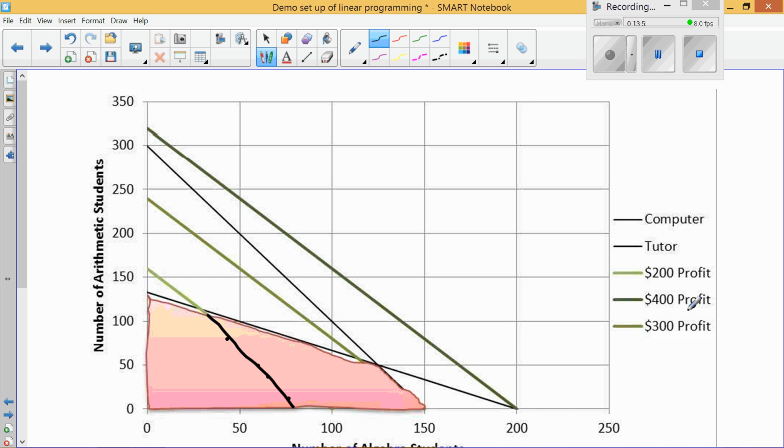And then I've thrown in a third one, a $300 profit isoline. That's this middle one here. And again, let me extend it out here a little bit. At this corner point, we did reach a profit of $300, but we could actually do a little better. At this corner point out here, we're a little further out beyond the $300 profit isoline, and that's where we reached the profit of $312.50. So that was our best solution.